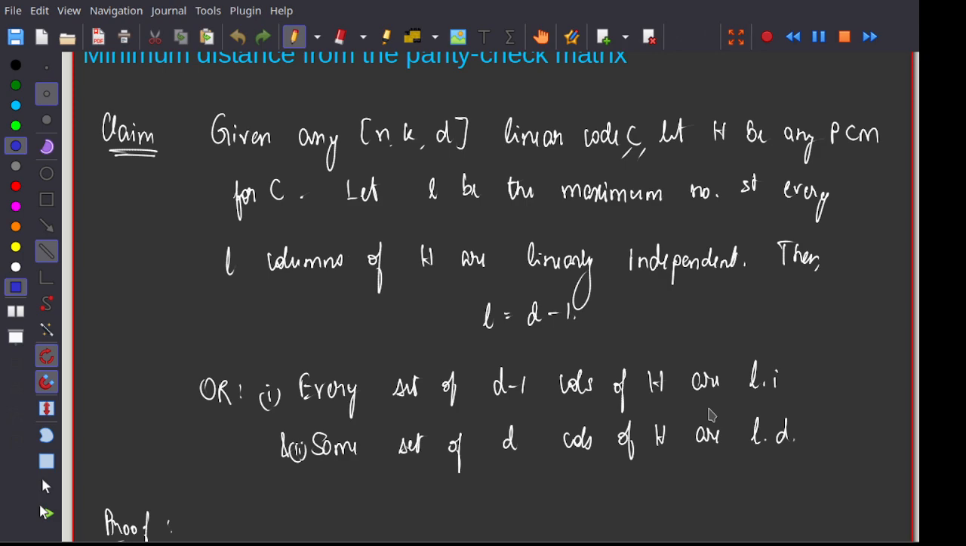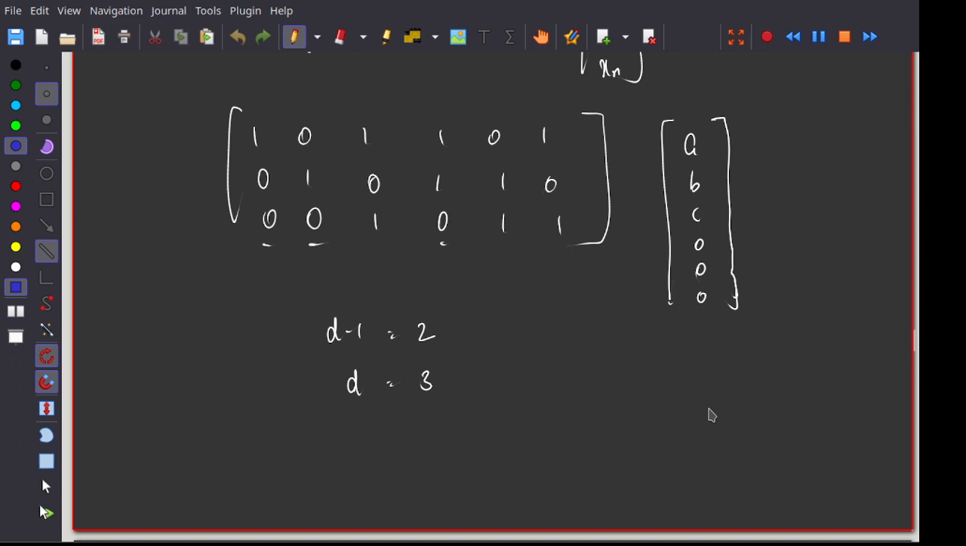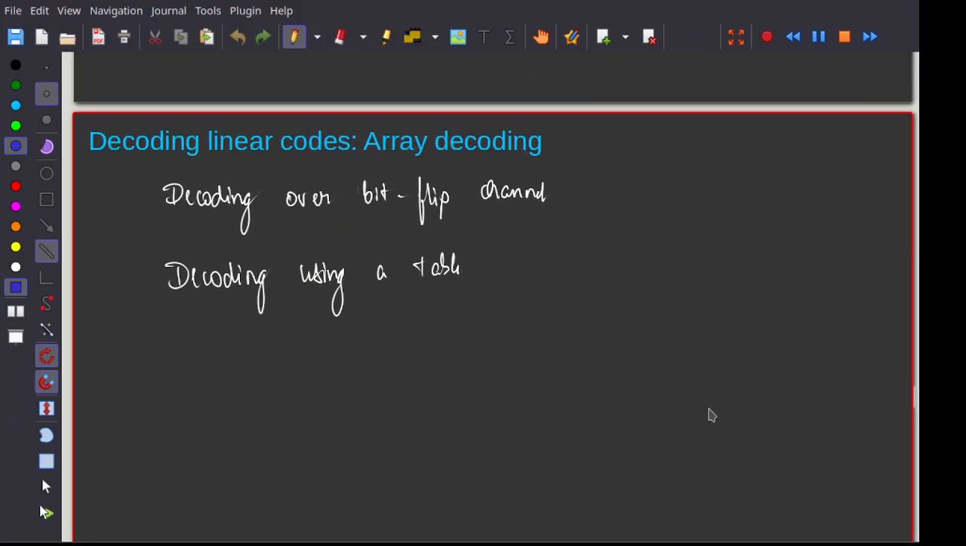So given any linear code, if I specify the parity check matrix, you have an algorithm to find the minimum distance of this code without explicitly listing all the codewords, correct? And we saw a little example of how to do that for a toy example. And later on, we saw two different techniques of decoding linear codes.